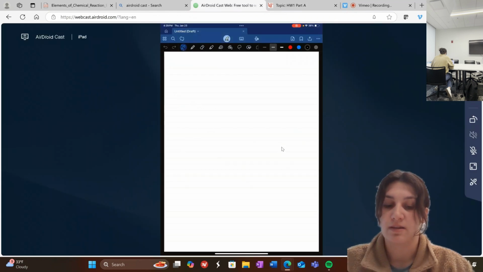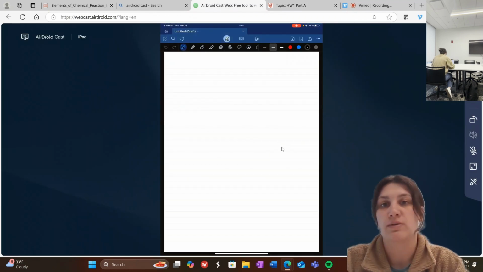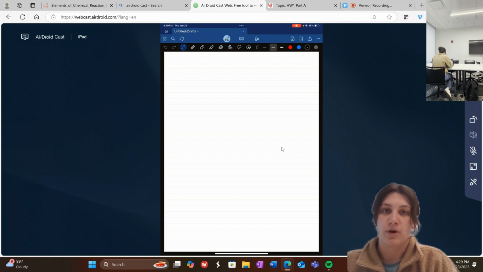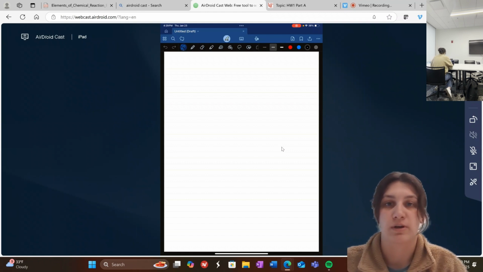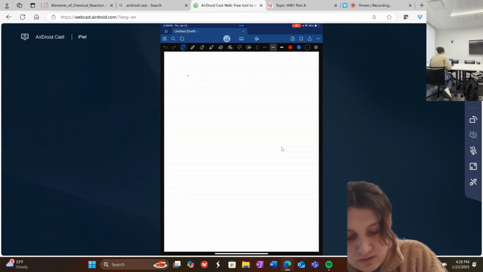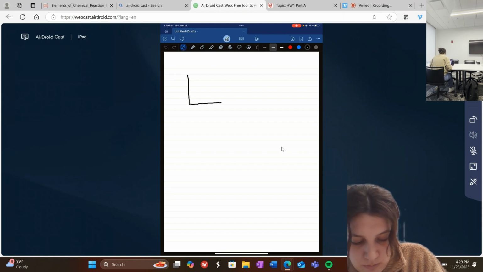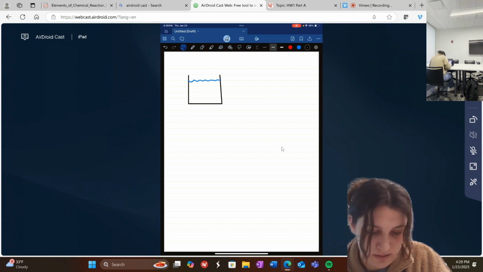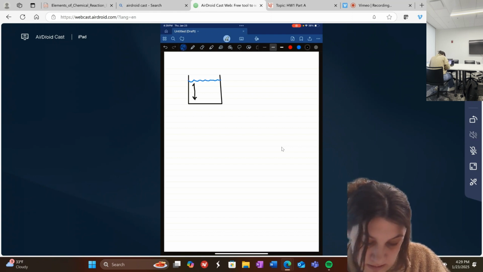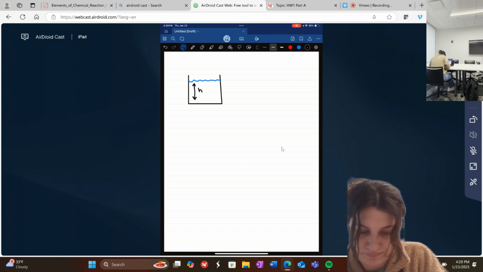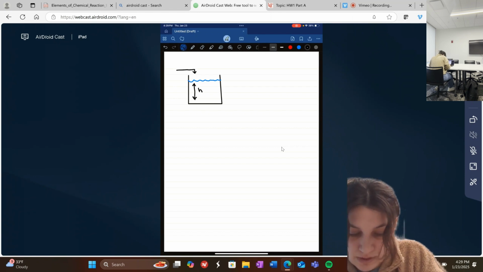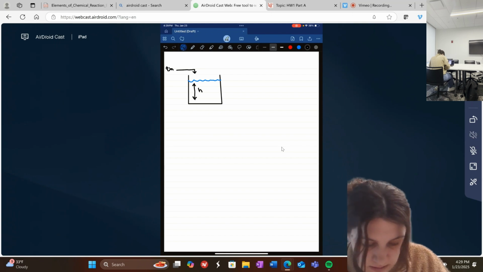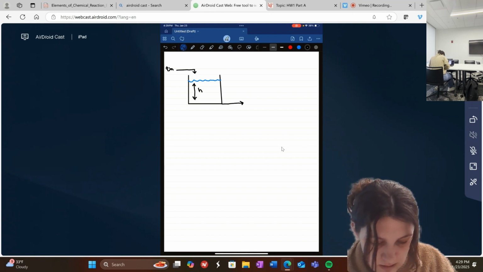The first thing that we are going to do is draw out this scenario so that we have a clearer view of what's going on. So first, we have our tank with water in it at some height H. There's liquid flowing into the tank and water flowing out.